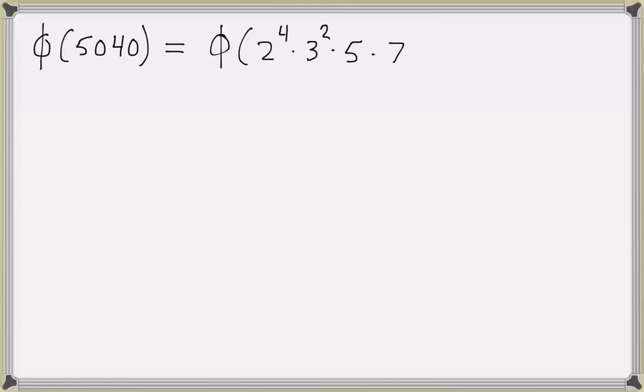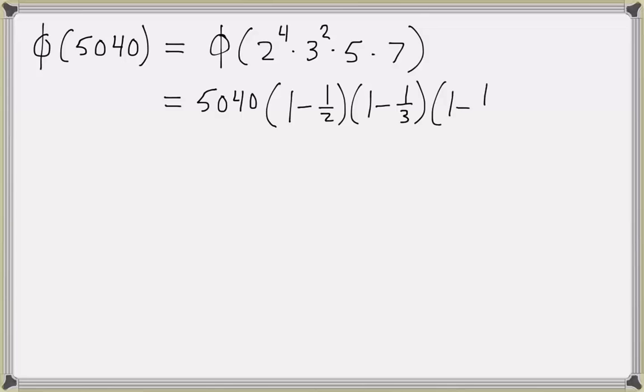So let's use this corollary to evaluate the phi function. So let's evaluate phi of 5040. Well, the prime decomposition of 5040 is 2 to the power 4 times 3 squared times 5 times 7. So by this corollary we just proved, phi of 5040 would equal 5040 times 1 minus 1/2 times 1 minus 1/3 times 1 minus 1/5 times 1 minus 1/7.